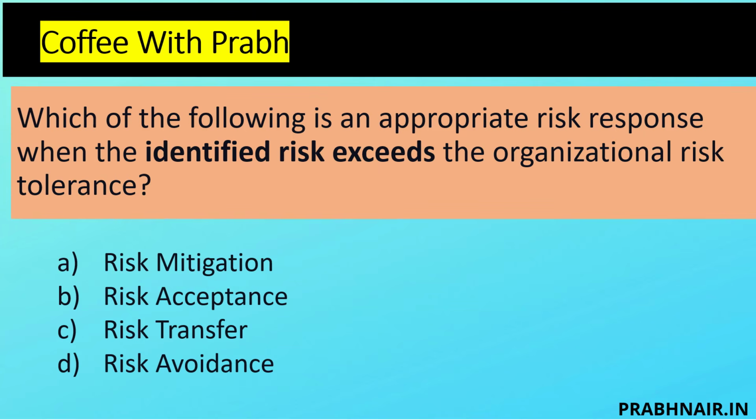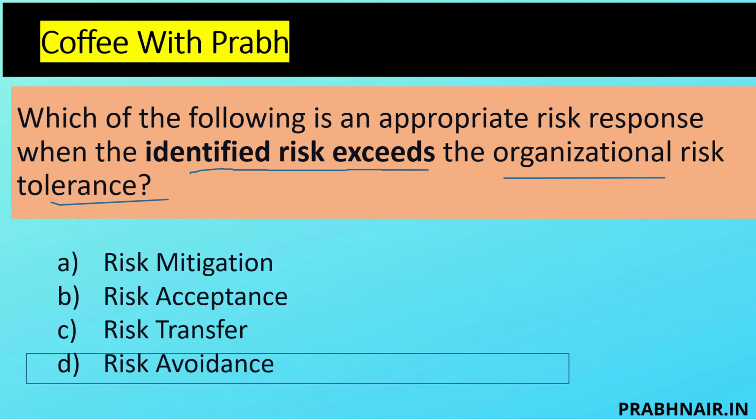Okay, so the next question is, which of the following is the appropriate risk response when the identified risk exceeds the organization's risk tolerance? So this time, the risk is beyond the capacity. Mitigation is to prevent. Acceptance is only possible when the risk is below the appetite. Risk transfer is transferring the financial impact to a third party. The only option left is risk avoidance. So that's why we're going with the answer risk avoidance.